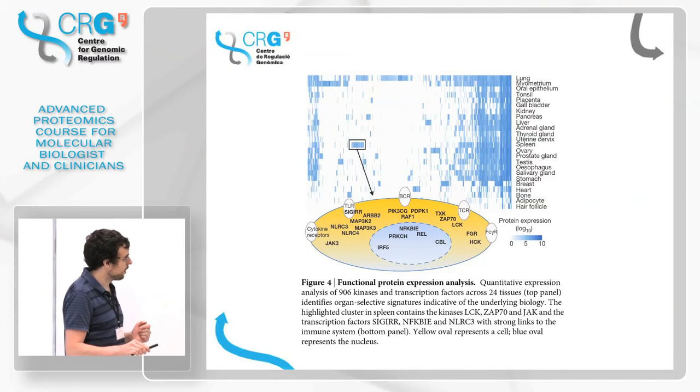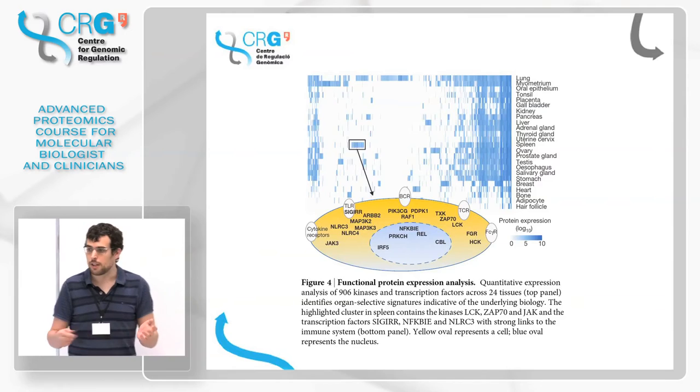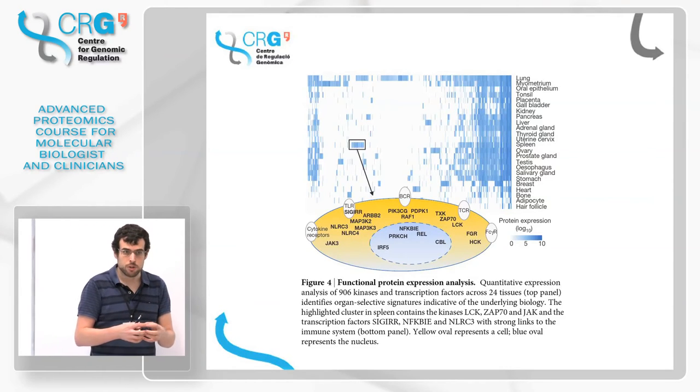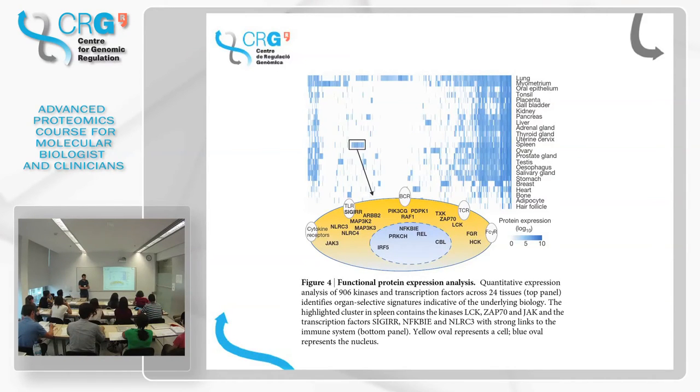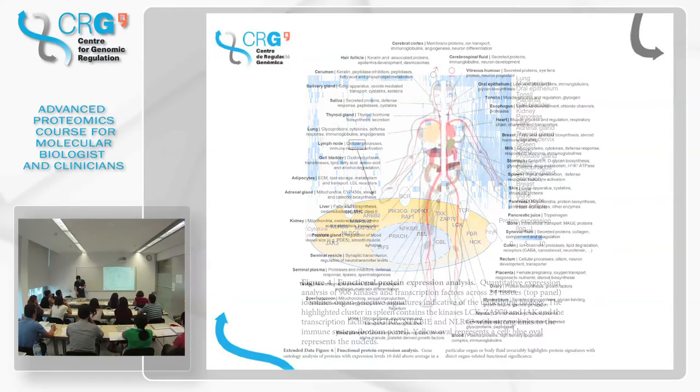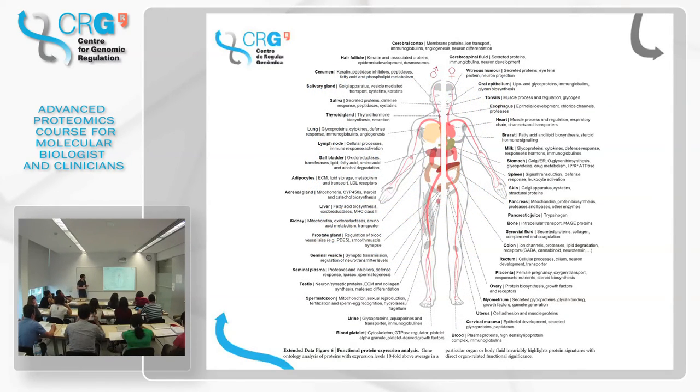And for example, in spleens, there is a bunch of kinases that are quite specific. Maybe some of them are shared with the lung, but these kinases are not present in any other tissue. And this might be very important to explain why spleen is behaving in a different way than many other tissues in the human body. Right? So overall, what they show is identification and quantitation of proteins in all these different tissues in the human body.